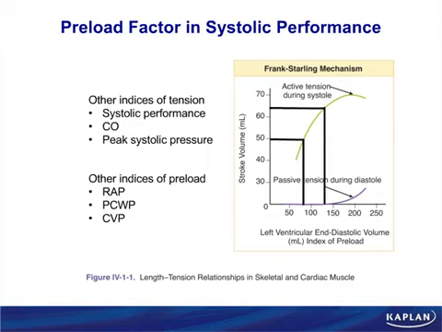All right, let's stop and think about this for a second. In short, what the Frank-Starling mechanism is telling us is that if I give the heart more blood, it pumps more blood. Notice how we move up the active tension curve during systole, the green line. So I give the heart more blood, it pumps more blood. If I give it less blood, it pumps less blood.